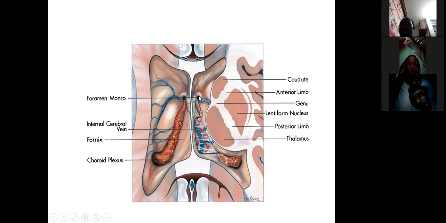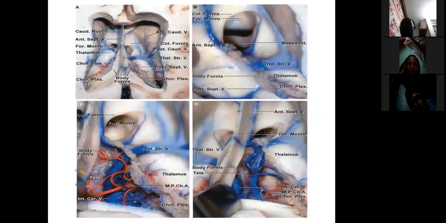So during transforaminal surgical procedures, care has to be taken not to touch the genu of the internal capsule, as we know that the corticonuclear fibers pass through this genu. So care has to be taken not to cause any damage to this region during the transforaminal procedures. Again, here we see an image that depicts the relationships of the foramen of Monro on each side.